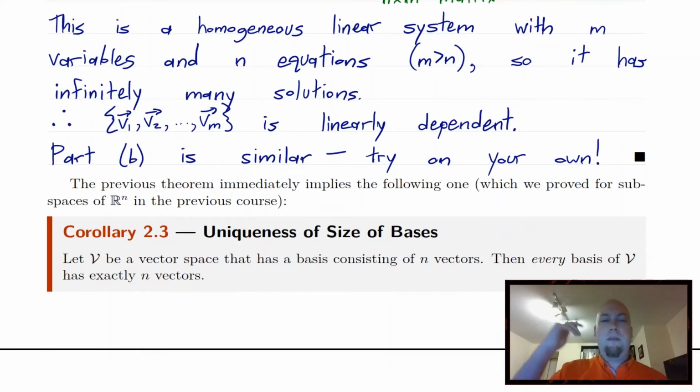So corollary 2.3 is: if you have some vector space and some basis in that vector space consisting of exactly n vectors, then every basis of that vector space consists of exactly n vectors. So in other words, every basis of that vector space has the same size as each other.